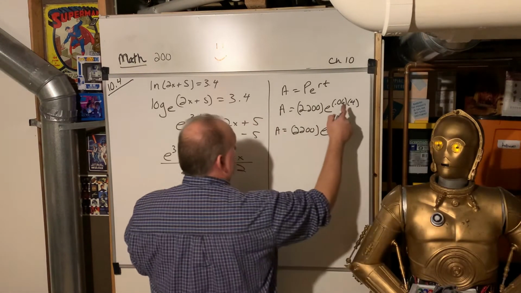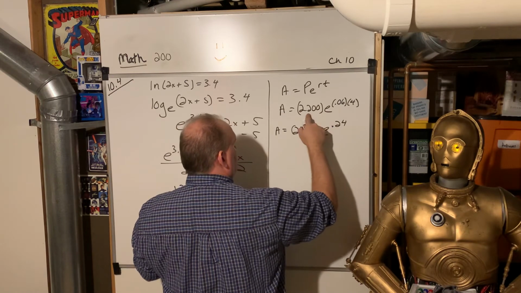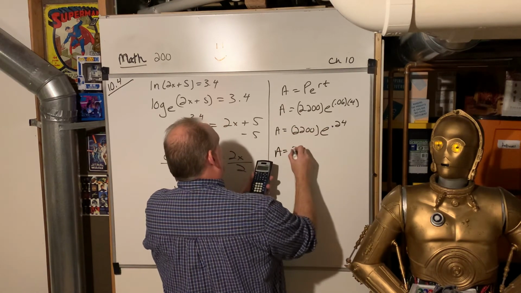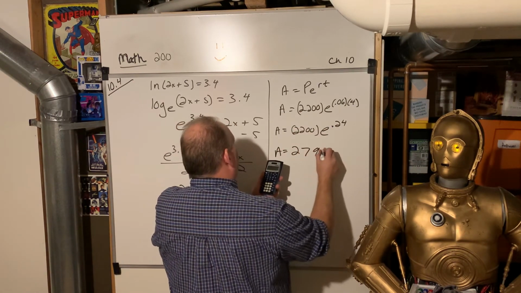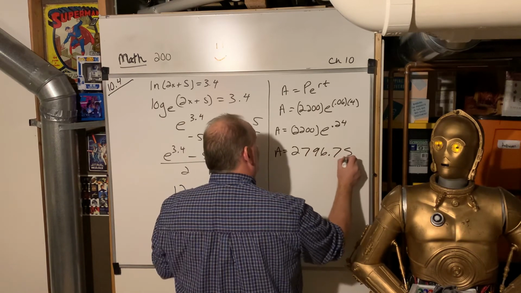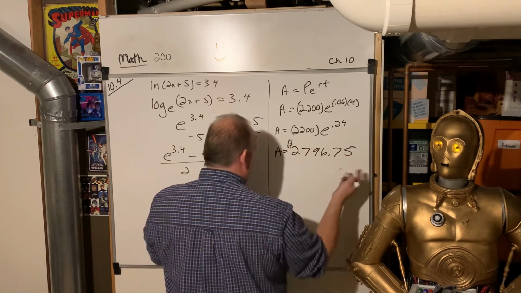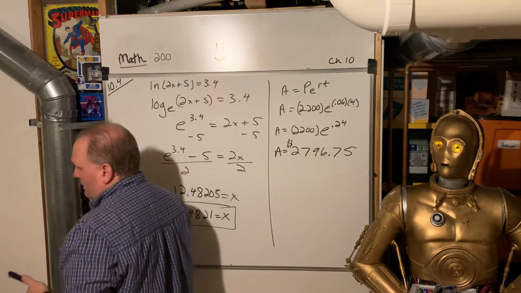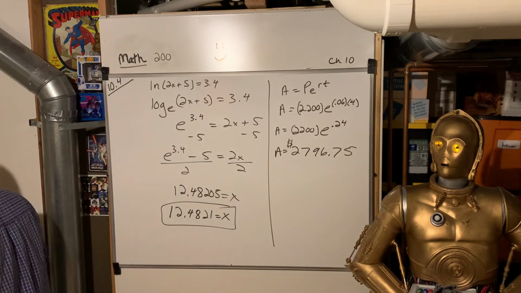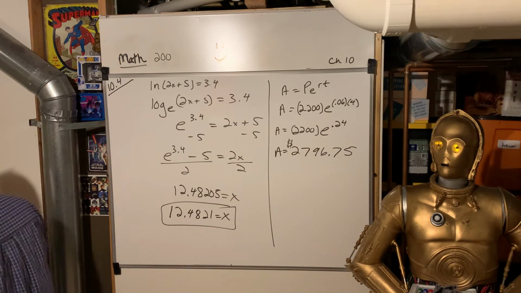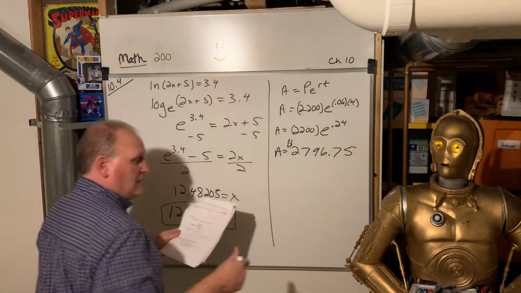So in 4 years at 6% compounded continuously, $2,200 will turn into $2,796.75. Or 74 cents. It's 0.748. So I rounded up. Banks don't. All right, and now one last problem.